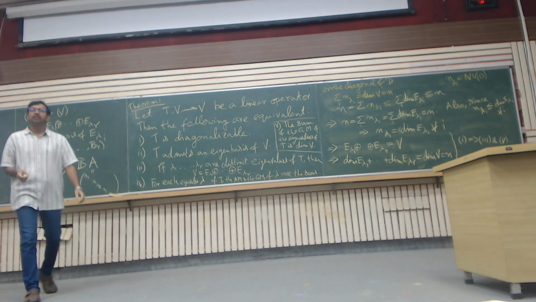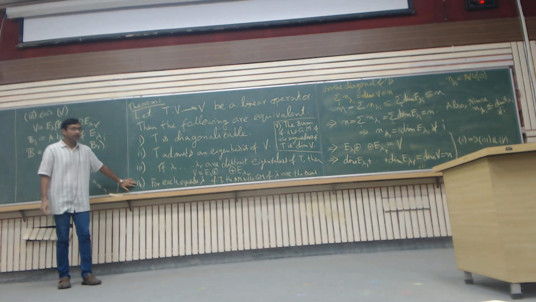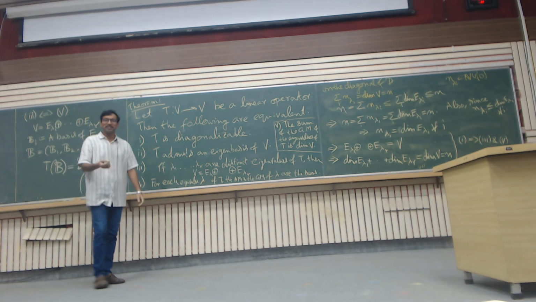Didn't we prove the fourth one, in that part, that the multiplicity of lambda I is equal to the dimension of E lambda I? Yes, that is basically the proof.